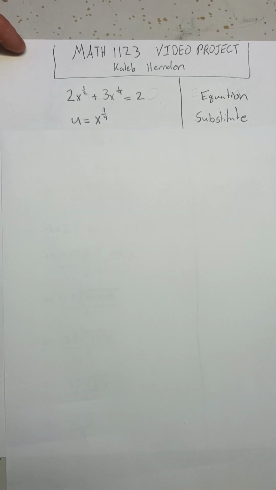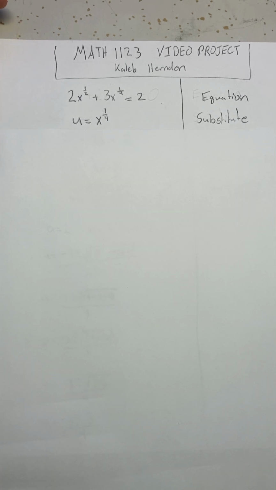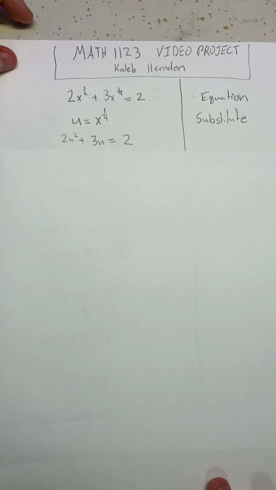We were given the task to create a quadratic equation and then show how we solved it. My equation today is 2x to the 1/2 power plus 3x to the 1/4 power equals 2. First thing I'm going to do is a u substitution. Today, u is going to equal x to the 1/4 power. Now I'm going to substitute that into the equation, which becomes 2u squared plus 3u equals 2.